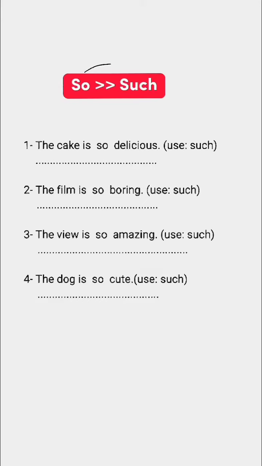How to change "so" into "such" in a sentence. You know that "so" is followed by an adjective. You just take this adjective and add "a" or "an" before and add a noun after. The cake is so delicious. Use "such" here. Easy peasy.